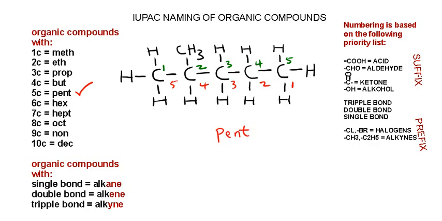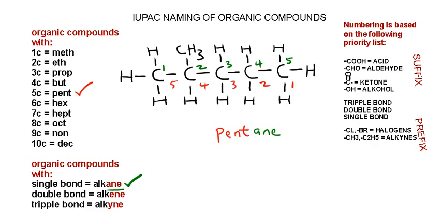Then let's check for the bond. We have a single bond here. And single bond belongs to a group called alkane. So we are going to take ANE from alkane and join it to this pent. It becomes pentane.